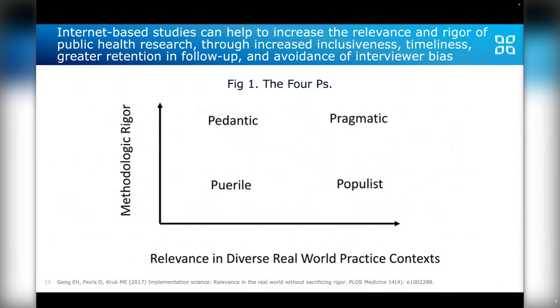So obviously, those studies that are neither rigorous nor relevant are simply puerile. But we can also have pedantic studies that are highly rigorous but not necessarily generalizable to real-world settings. And similarly, we can have populist studies that are addressing highly relevant topics in real world settings, but without much methodologic rigor. But clearly, we in public health, where we want to be is in this pragmatic space here with the right balance of relevance and rigor.